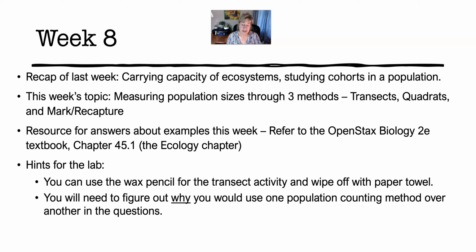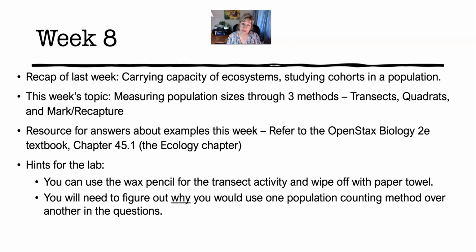Go to your OpenStax textbook, chapter 45, section 1. It's all about ecology, and that section 1 is all about measuring population size. The examples are there, and the explanations are there. Now, there is not an explanation for transects and why you would use transects, but you can figure it out because that's very similar to quadrats.